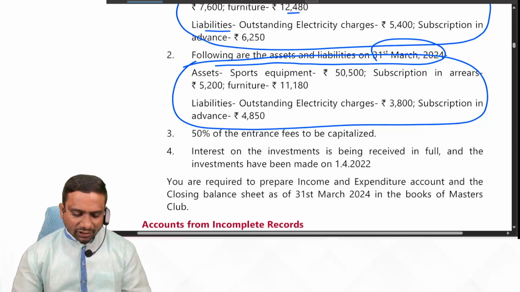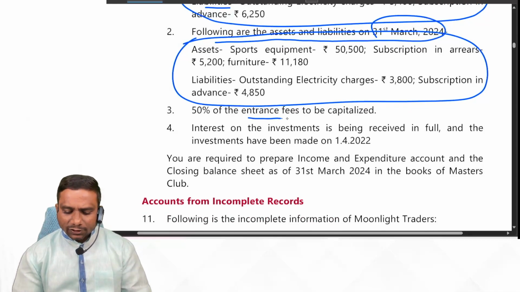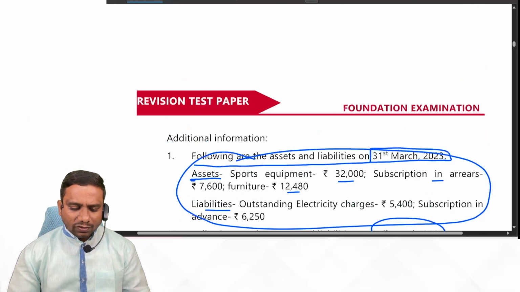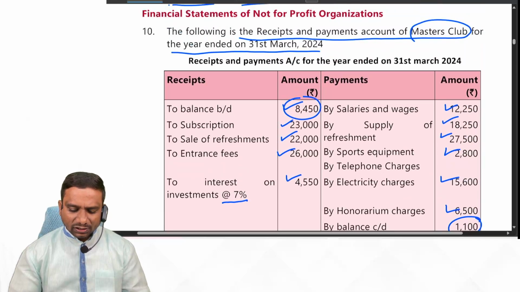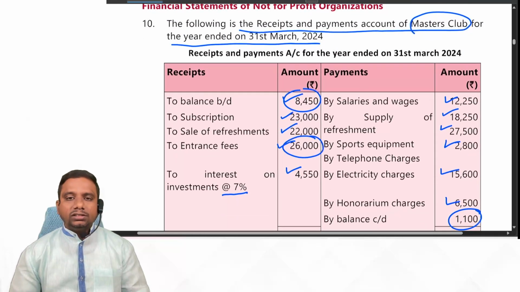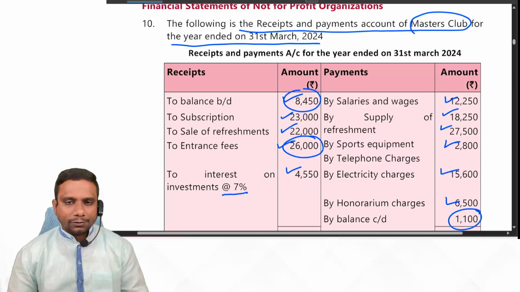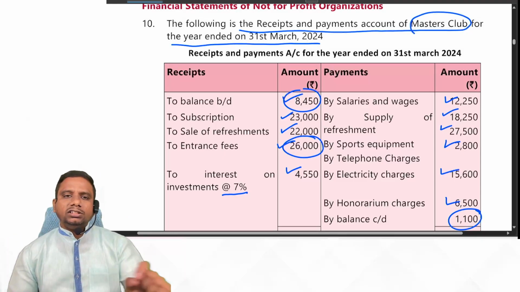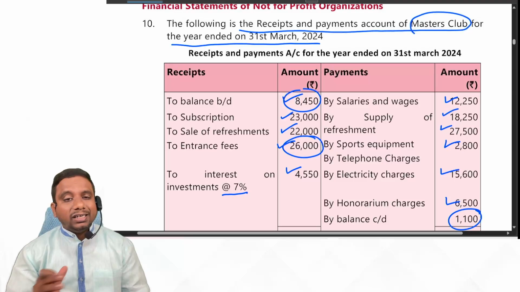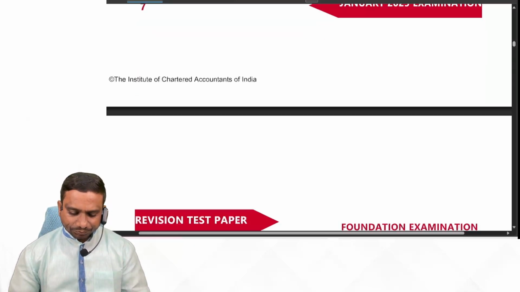Now look at 50% of the entrance fees capitalized. Actually, they have given entrance fees of rupees 26,000. Out of this, 50% they said capitalized. So add 50% to the capital. Remaining 50% is shown on the credit side of income and expenditure. Yes or no? Next one.